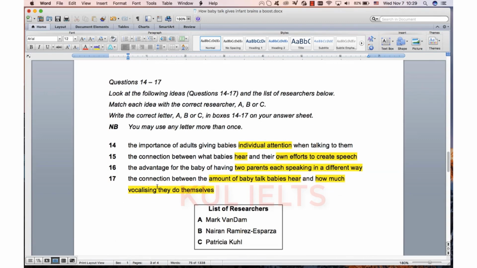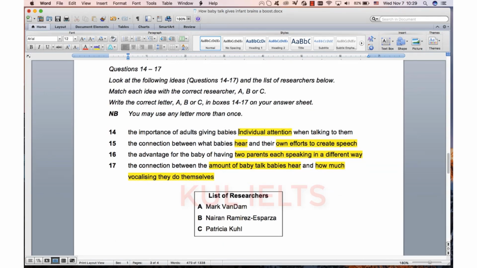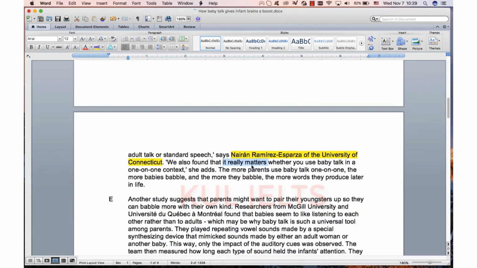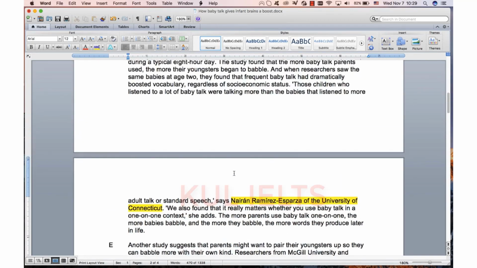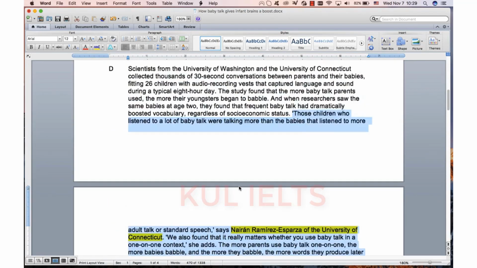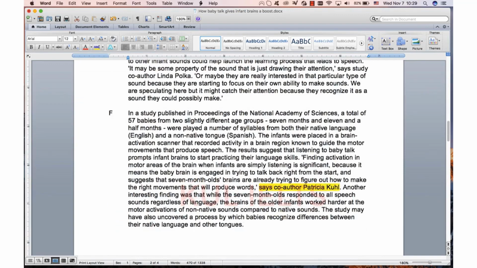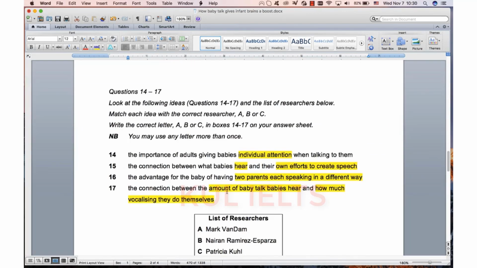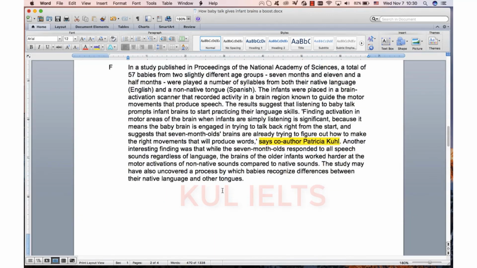Can you see that? One-on-one means individual attention. It really matters, it's really important, individual attention. Again, difficult paraphrase, you had to narrow it. It was going to be in there somewhere, one of these, right? Anything else? Let's see what Patricia Kuhl says.